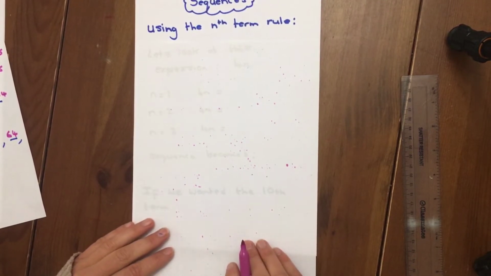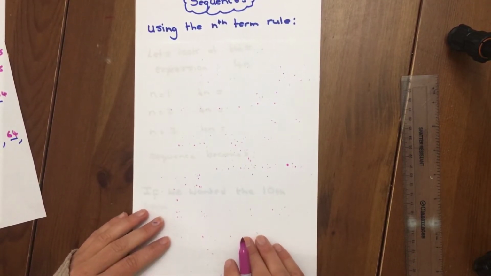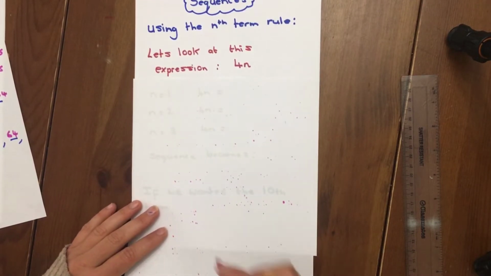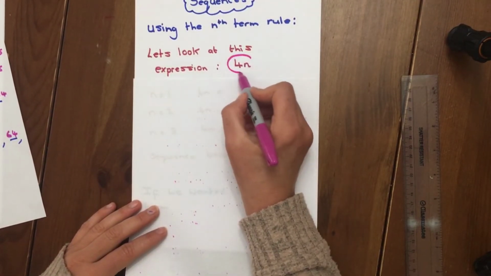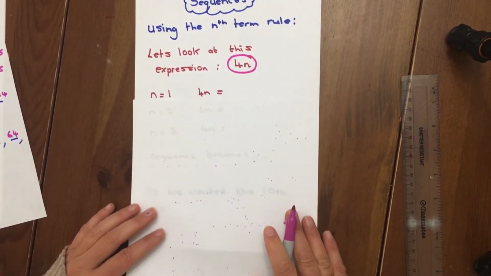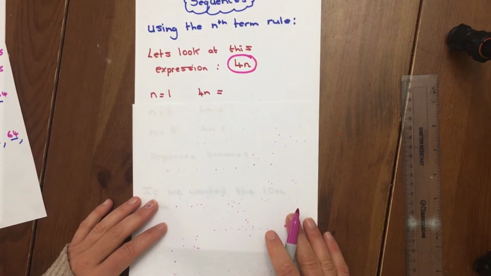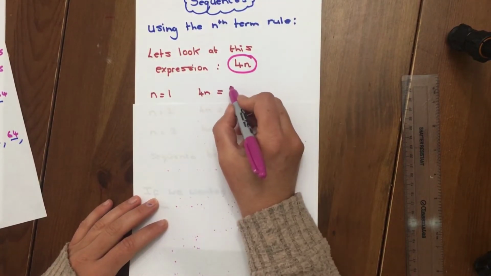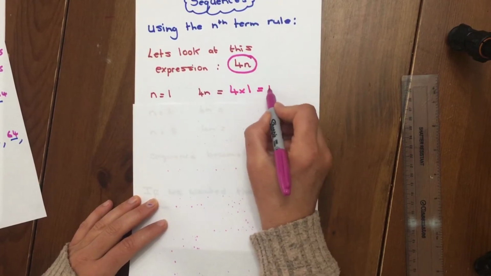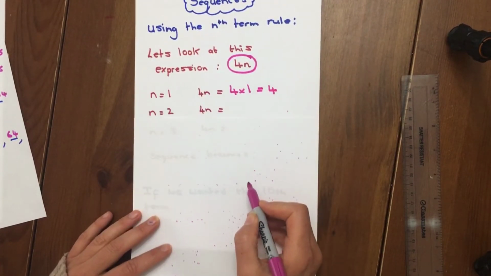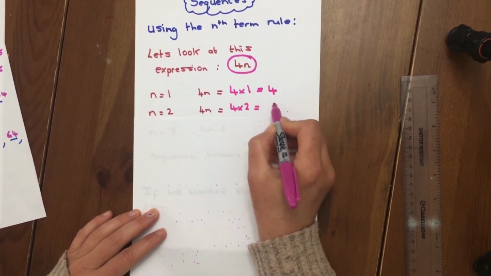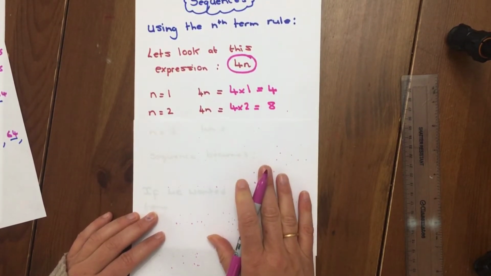Using the nth term rule. So this is brand new to all of you, and we're going to look at some algebra. Let's say you had this expression 4n. And let's put in n equals 1. So 4n becomes 4 times 1, because n is 1, and I get 4. Put n equals 2 in, and I get 4 times 2, which is 8.